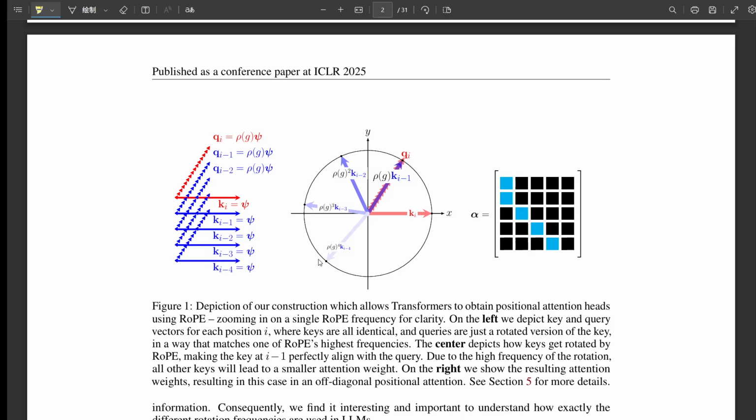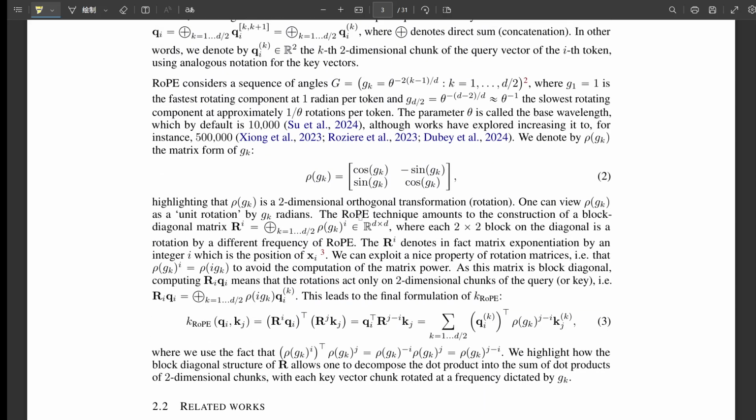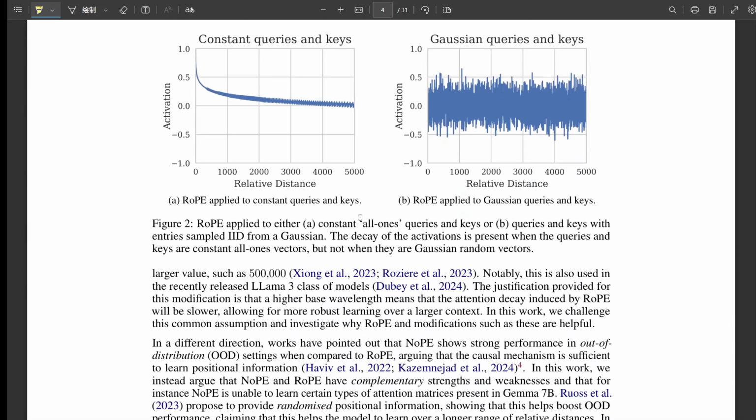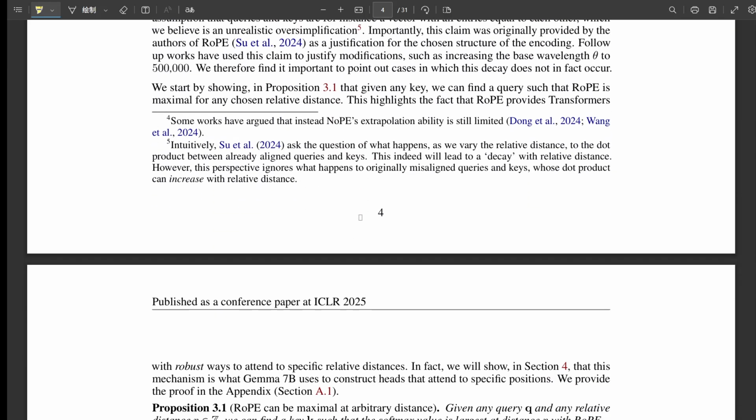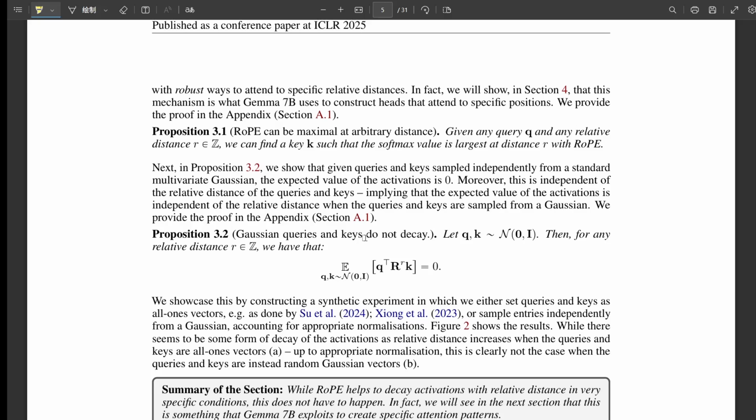But then Proposition 3.2 takes it even further. It asks, what happens with more typical queries and keys, the kind you might actually find, like sampled from a standard Gaussian distribution, mathematically speaking? And the result? The expected attention, 0. Doesn't matter how far apart the words are. 0. Okay. That definitely throws cold water on the simple distance decay idea. They showed that experimentally too. I remember seeing that in Figure 2. They did. So the big takeaway here is RoPE's advantage isn't solely about making attention fade with distance. There's something else, something more subtle going on.